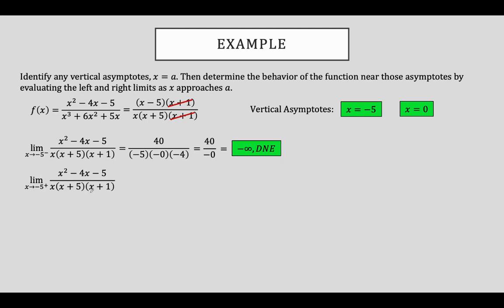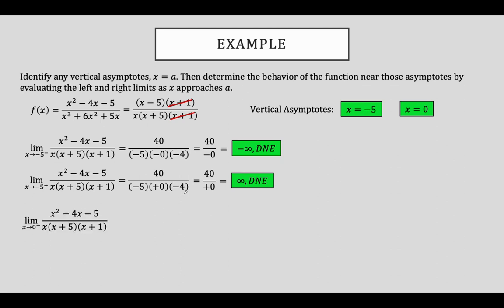And I plug in a -5. -5 plus 1 gives me a -4. So we have 40 divided by -5 times positive 0 times -4. A negative times a positive times a negative leaves us with a positive 0 in the denominator. 40 divided by positive 0, positive over a positive, gives us a positive infinity, DNE.